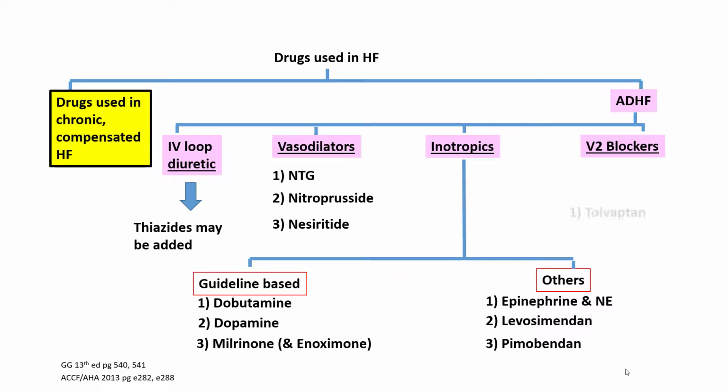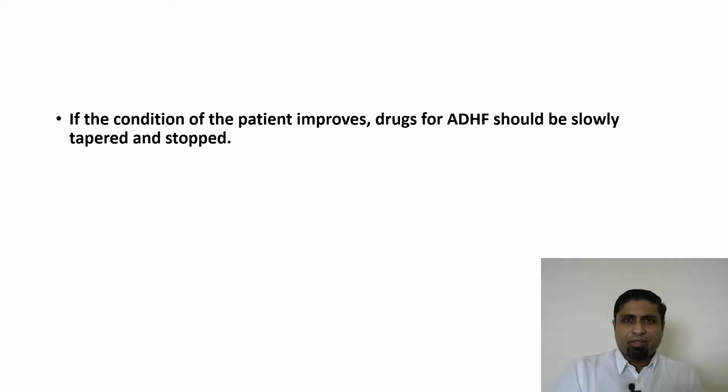V2 blockers are used in the treatment of acute decompensated heart failure in certain situations, and these of course include tolvaptan and conivaptan. Now, if the condition of the patient improves, then drugs used for acute decompensated heart failure should slowly be tapered and stopped.